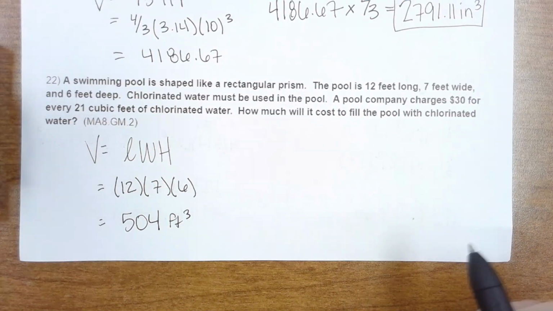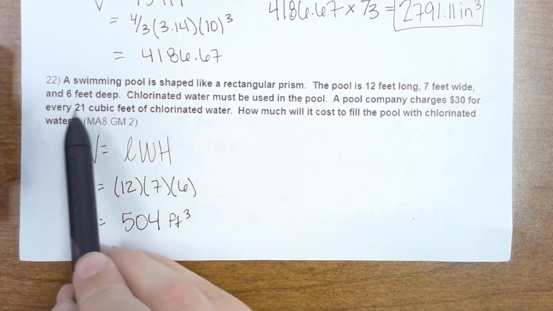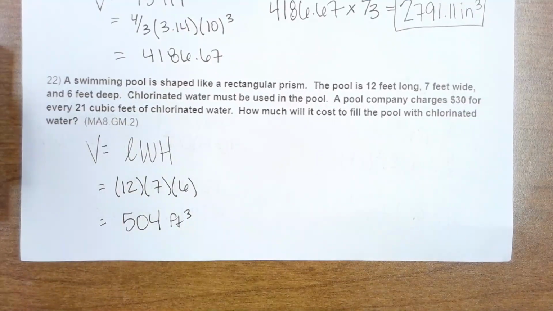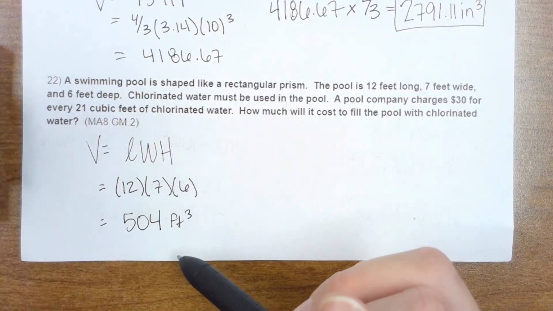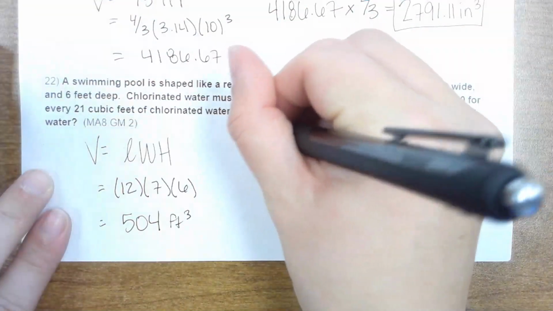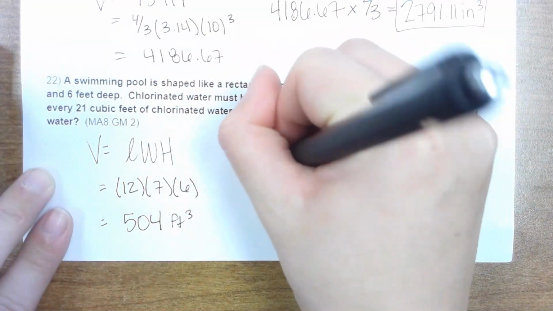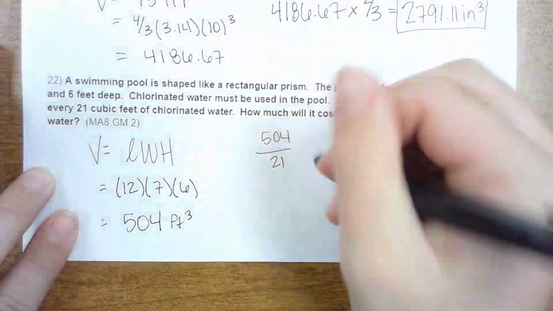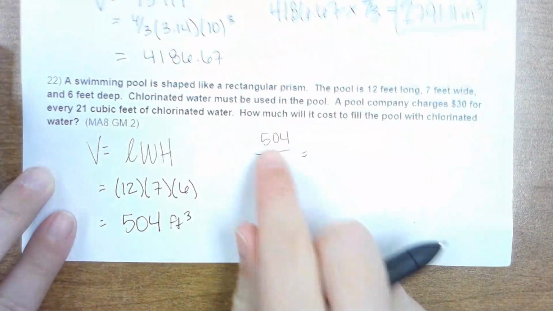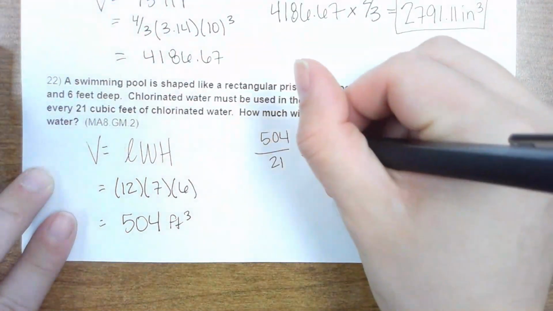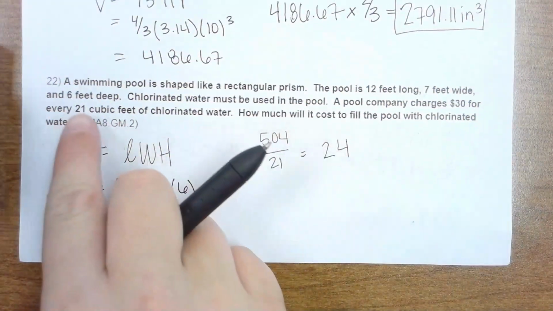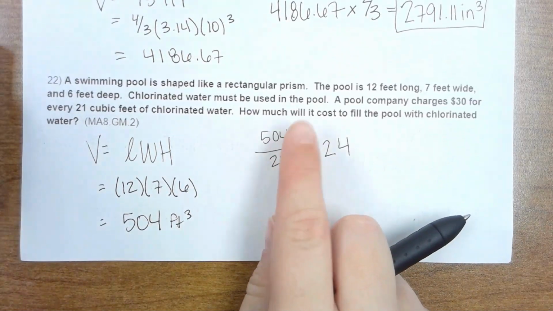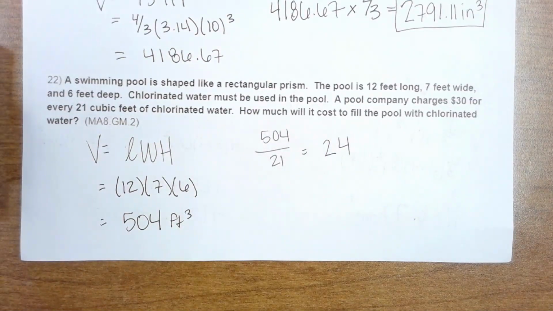So a pool company charges $30 for every 21 cubic feet of chlorinated water. So we need to know how many 21 cubic feet are within 504. To figure that out, you just need to take your 504 and divide it by 21 to figure out how many 21s are within this 504. So 504 divided by 21 will give you 24. So that means we have 24 of the 21 cubic feet of chlorinated water within our volume of 504.